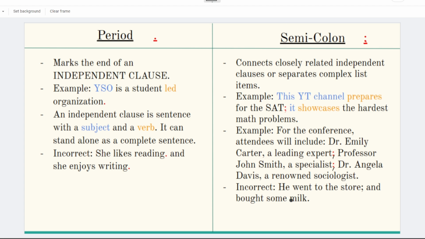I also have another incorrect example. He went to the store; and bought some milk. Bought some milk is a dependent clause. It can't stand alone by itself. He went to the store makes sense, but bought some milk doesn't. So here instead, what you could do is just remove the semicolon. He went to the store and bought some milk. I think that'll be fine.